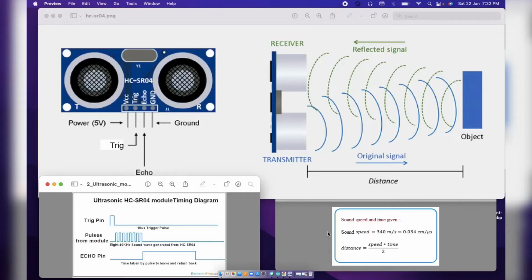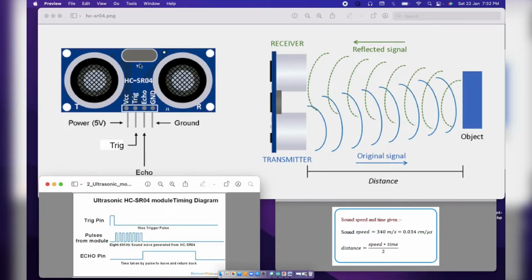We can use the HC-SR04 ultrasonic sensor with Arduino in order to determine the distance of an object in front of it. Before starting with the program, I would like to tell something about this HC-SR04 sensor. You can see the picture over here.